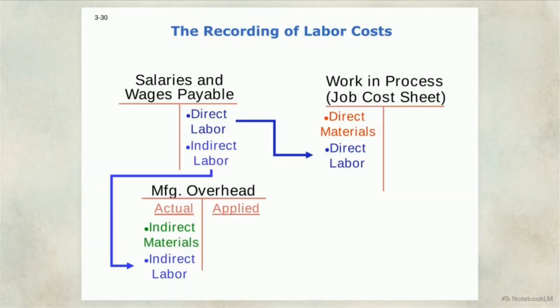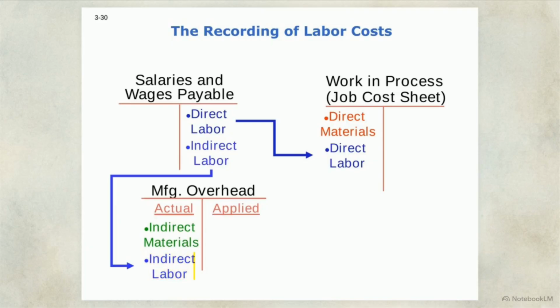This schematic shows how the time ticket splits labor into the same direct and indirect categories we saw with materials. Traceable hours specifically worked on a custom product are classified as direct labor. The cost of those specific hours flows directly into the work in process account to update the individual job cost sheet. However, the wages of maintenance staff, factory supervisors, or janitorial crews cannot be linked to a single custom order. This indirect labor is diverted away from the job sheet and straight into the manufacturing overhead account.